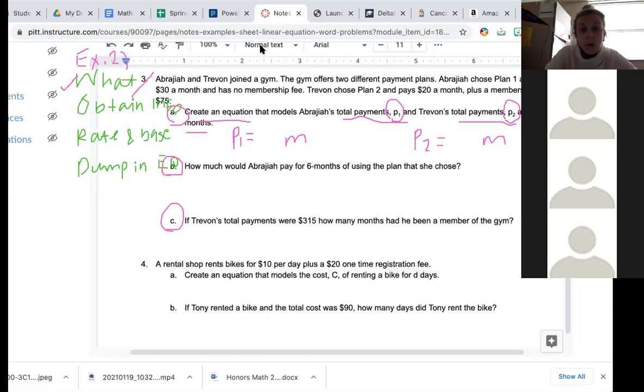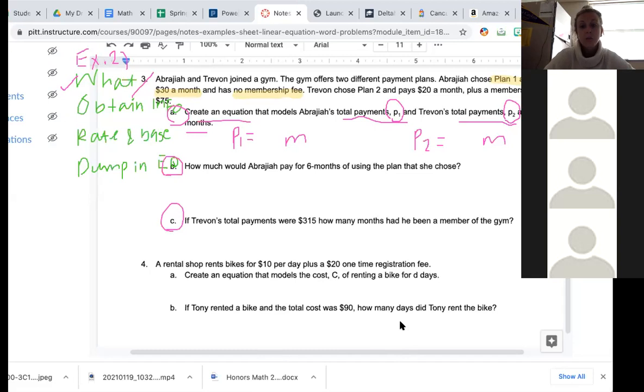All right, so step 2, obtain info. Let's go read our question. So our question says, Abrasia and Trayvon join a gym. The gym offers 2 different plans. All right, we want to try to highlight the stuff that has what? What did I say earlier? Numbers. Good, David. So let's see. Plan 1. All right, I start seeing numbers. Pays $30 each month and no fee. Everybody good with that one?